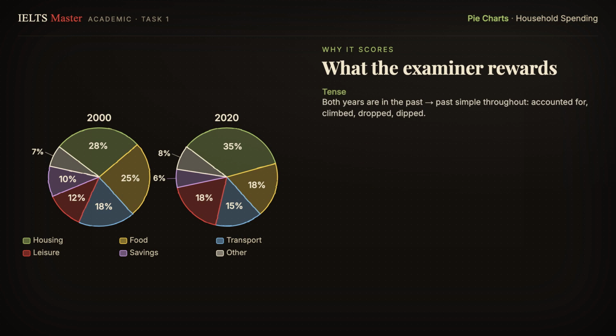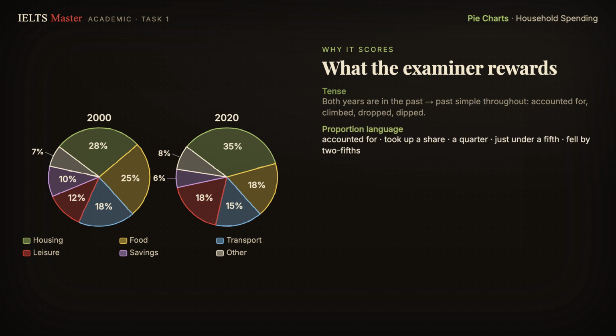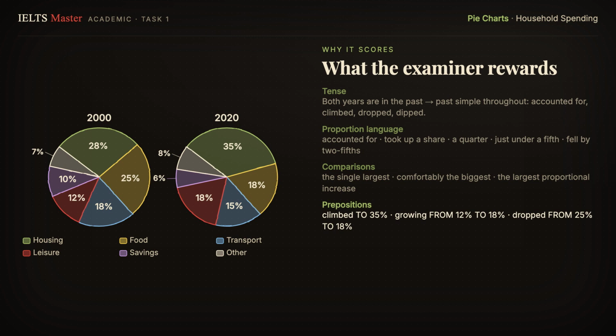Why does this reach band 7 or 8? The tense is consistent, past simple throughout, because both years are in the past. The proportion language is varied, accounted for, took up a share, a quarter, just under a fifth. The comparisons are strong, the single largest, comfortably the biggest. The prepositions are precise, climbed to a value, grew from one figure to another. And, as always, the overview carries the big picture with no numbers at all.